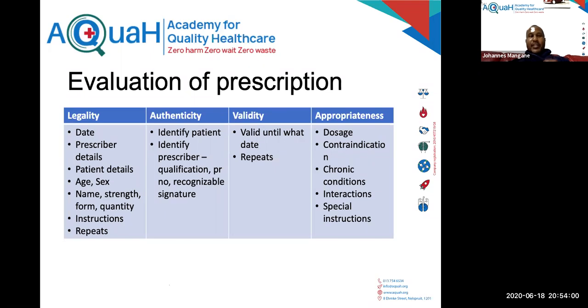Then appropriateness obviously would be highly aligned to the condition of the patient. So if we're talking about dosage, the dosage will be dependent on the weight of the patient, their renal function, liver function. So contraindications, if there are any, patients with hypersensitivities, patients with organ failure, chronic conditions, drug interactions. So the appropriateness is highly related to the condition and well-being of the patient. All these things you need to take into consideration when you're prescribing medication.